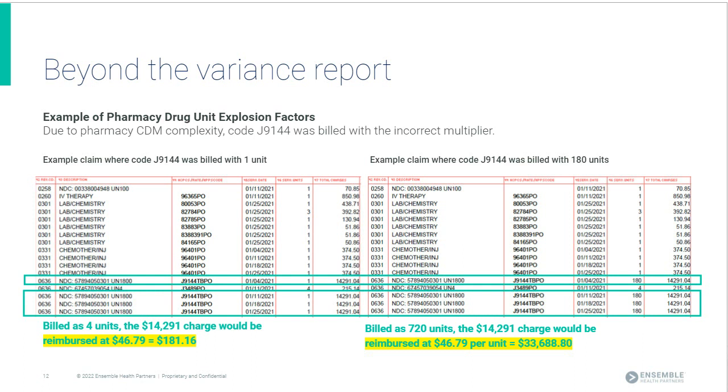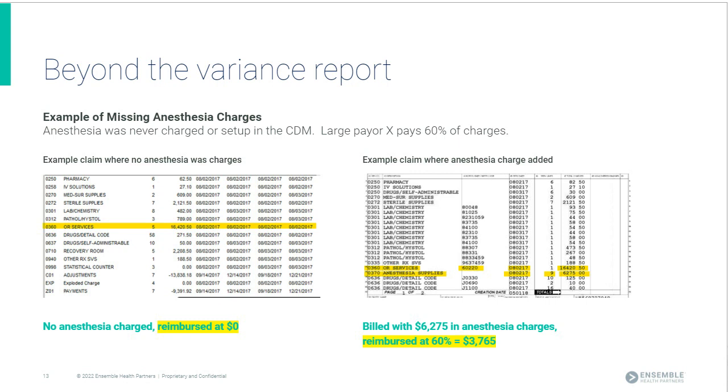Maybe another example. Yep, we'll do one more. Last one. And this one you think is fairly simple, but quite honestly, we've run across this at a few places. This is where we were reviewing claims and noticed that we just didn't see any anesthesia on any claims. And what we found out is that it was just never set up in the CDM and never charged. And it just so happened to be that their largest commercial payer paid 60% of charges. So obviously, if you don't charge it, you're not going to get paid for it. But by going back, reviewing records, updating charge masters, that type of thing, we were able to find those charges and get that money reimbursed to the hospital that it was due.